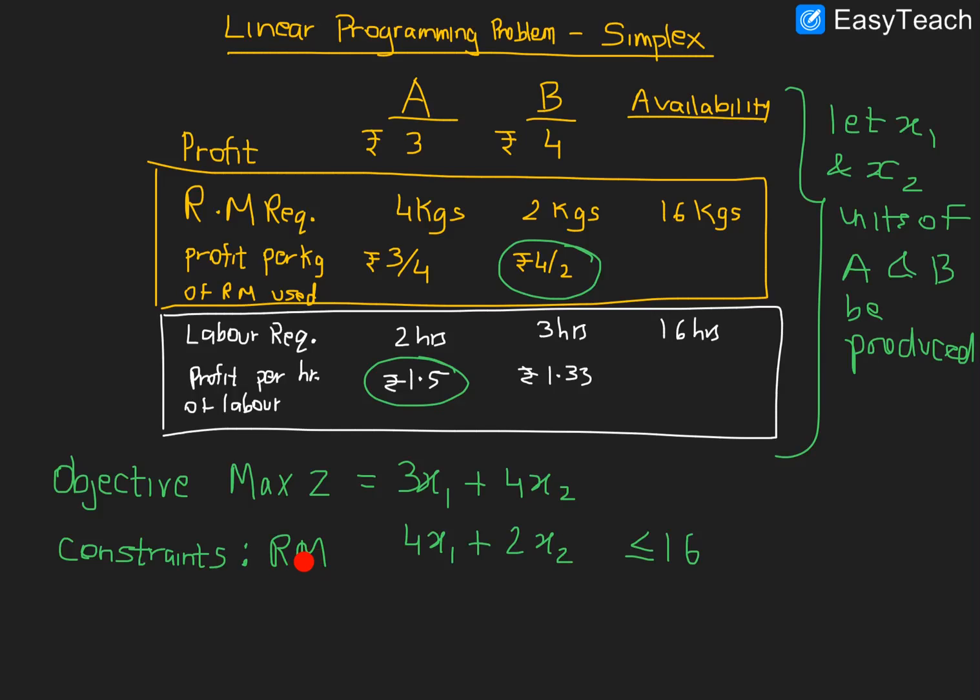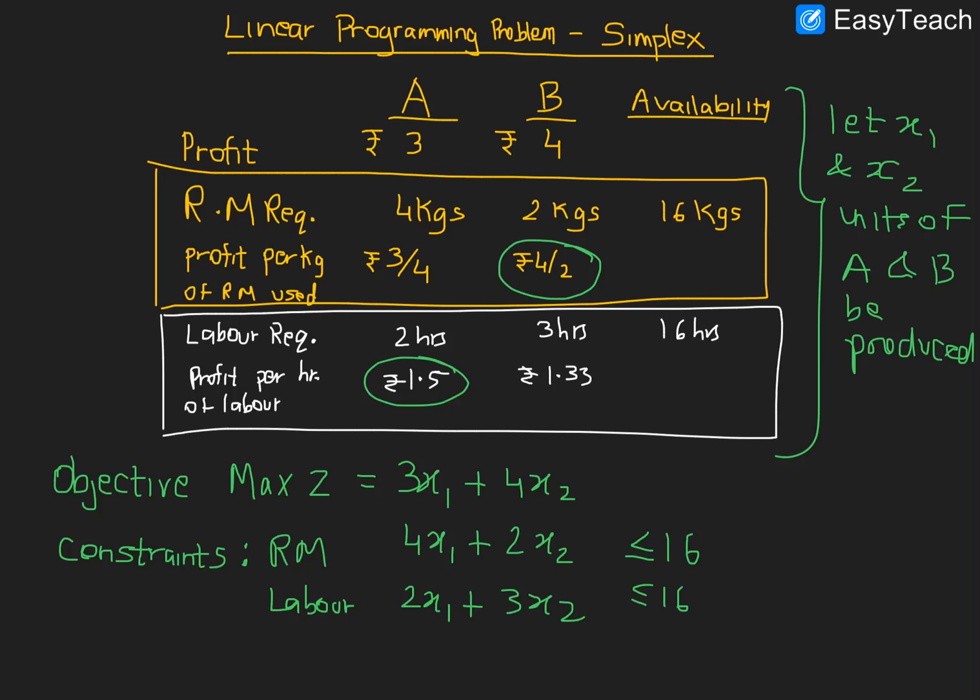Then the labor constraint is going to be based on these numbers. For each unit of A, we require 2 hours of labor. For each unit of B, we require 3 hours of labor. So the total labor availability is only 16. So again the constraint is going to be less than or equal to 16. And then the constraint which I can place is 2x1 plus 3x2. This is what I call the labor constraint.